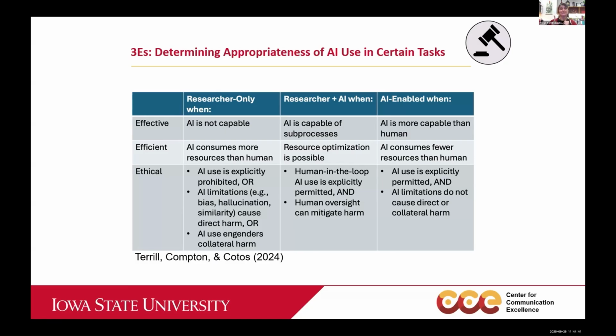Now, this row uses the word resources strategically. It doesn't specify which resources. That is up to the user of this tool to determine what resources they think are most important to focus on. An obvious resource that graduate students may feel like they lack is time. So if the AI is faster, it's consuming fewer time resources than the human. That could point to AI enabled.